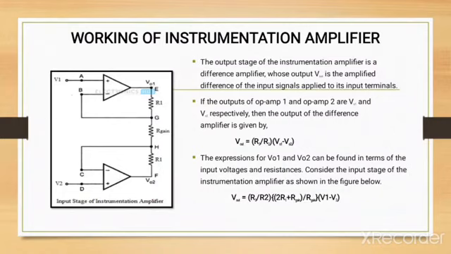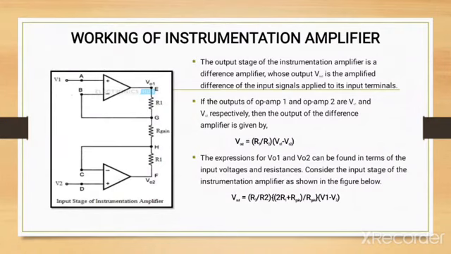The output stage of the amplifier is, as said, a difference amplifier. The output of the difference amplifier has already been derived in earlier classes. So what is the output of the difference amplifier? It is RF, that is the feedback resistor, divided by R1, into the difference of the inputs.